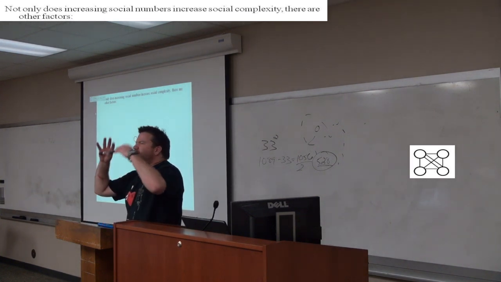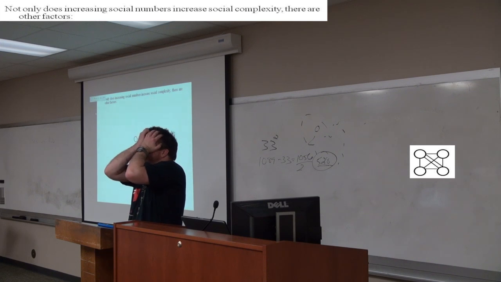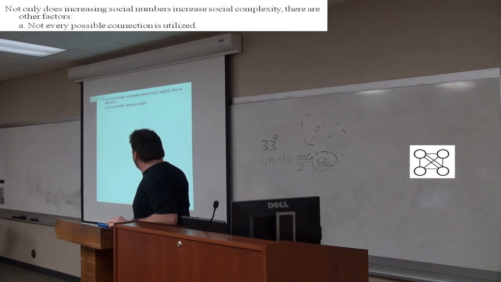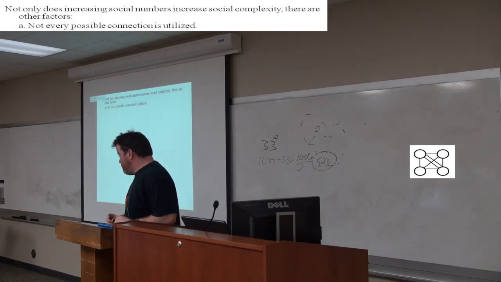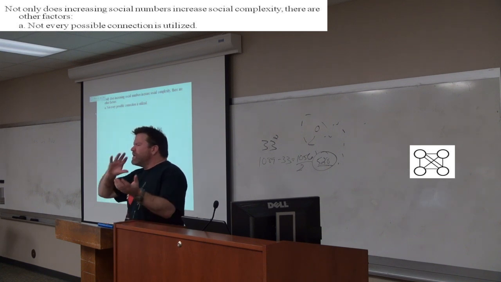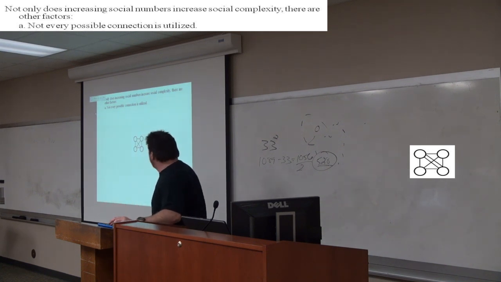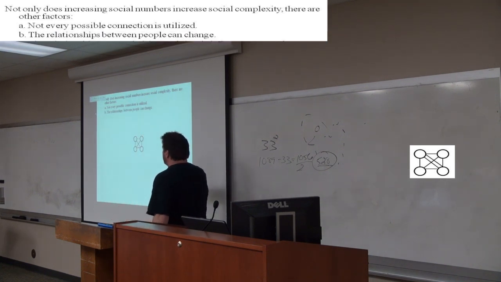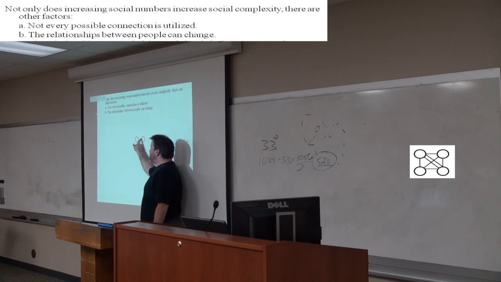It only gets worse, because other factors make this even more complex. Other factors make you go, oh my gosh, how do we ever get anything done? Because think about it: not every connection is going to be utilized, right? Not every connection is going to be there. So it could be the case that this person and this person aren't connected at all. That's a possibility, and I would have to know that.